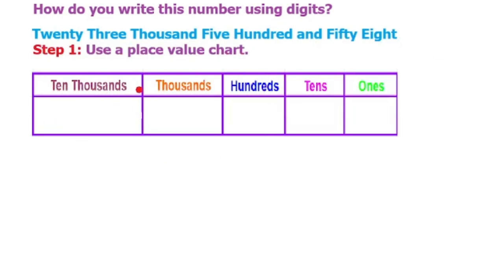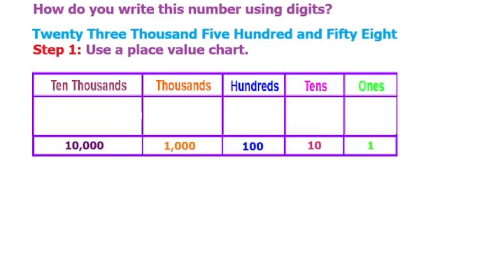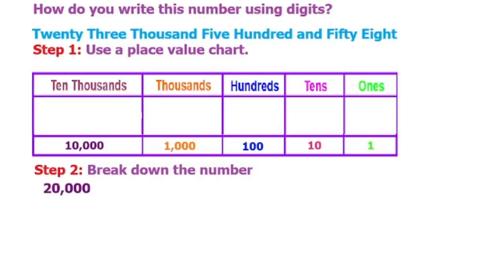So we can see here that this is the 10,000s column, this is the thousands column, this is the hundreds column, this is the tens column, and this is the ones column. Oh, and sorry, here, this is how a 10,000 looks, this is how a 1,000 looks, this is how a 100 looks, a 10 and a 1, okay? So next thing you do is break down the number, okay? So let's start doing that.